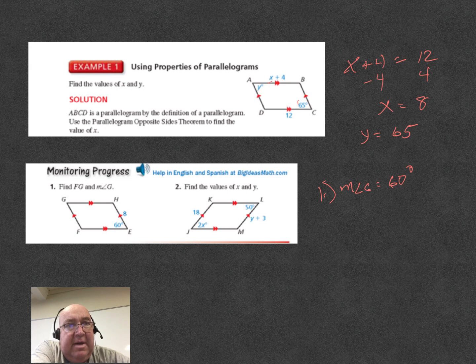Problem number 2, we're going to solve for x and y. Let's do the x's first. We know that 2x equals 50, so we're going to divide by 2, and we're going to get x equals 25.